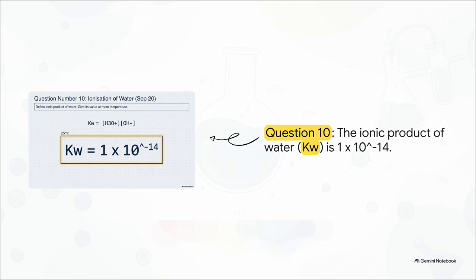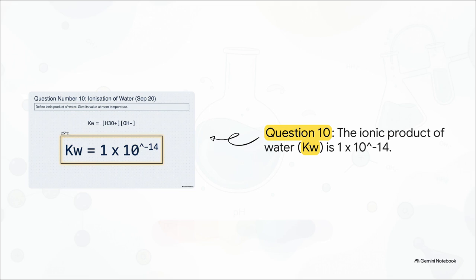Almost done. Section 8.3, Ionization of water. This has a previous year tag from September 20. Question number 10. Define ionic product of water. Give its value at room temperature. The immutable formula here is Kw equals [H3O+][OH-] equals 1 times 10 to the power of negative 14 at 25 degrees Celsius.